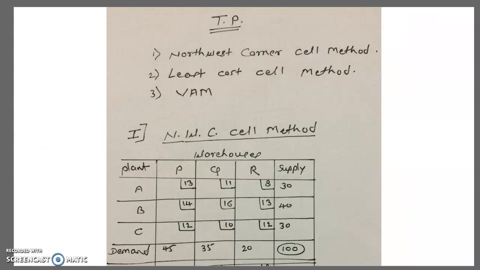For the purpose of solving a transportation problem, there are three techniques. The first technique is the northwest corner cell method. Second, the least cost cell method. Third, the VAM method, Vogel's approximation method. First of all, we are going to see the northwest corner cell method. For that purpose, I have considered here a problem having three plants and three warehouses. The respective capacity, the respective demand, and the respective transportation cost are given.